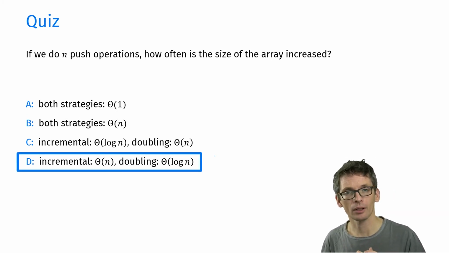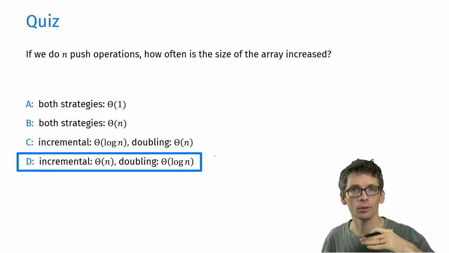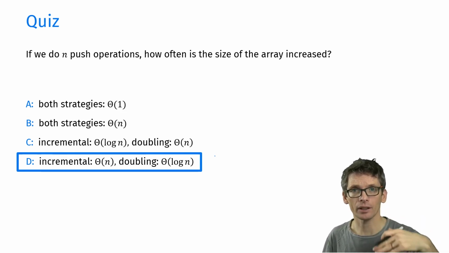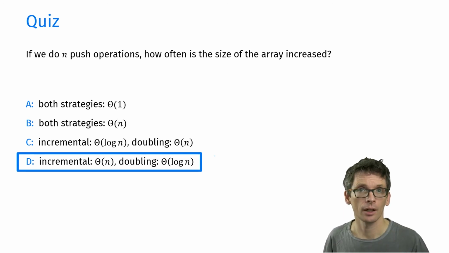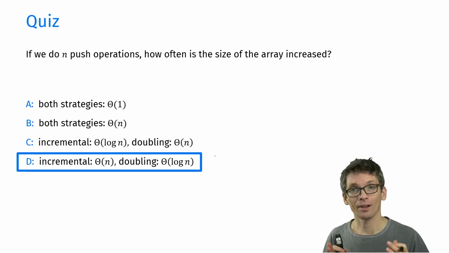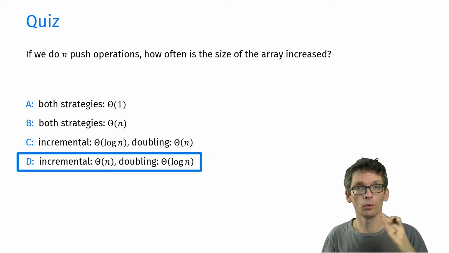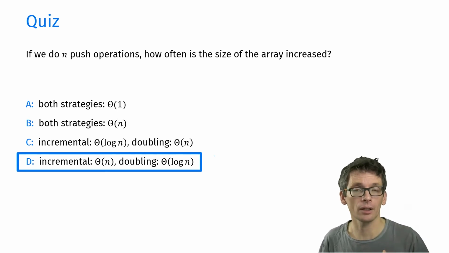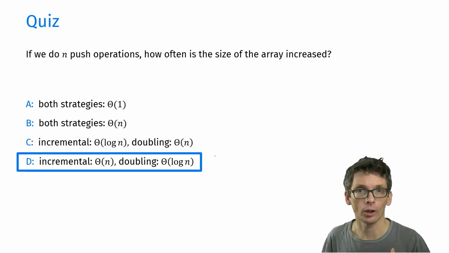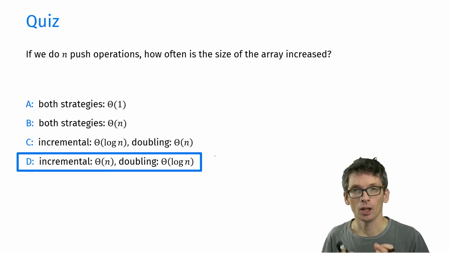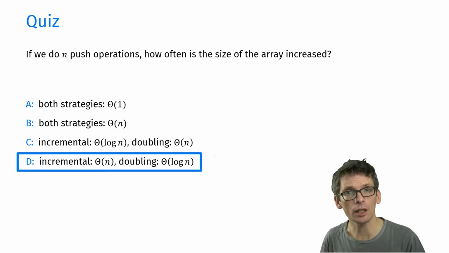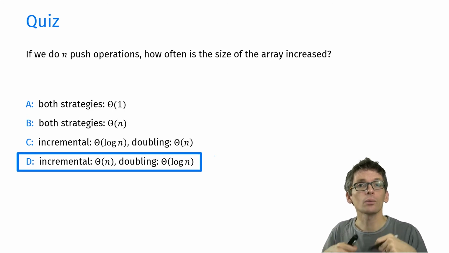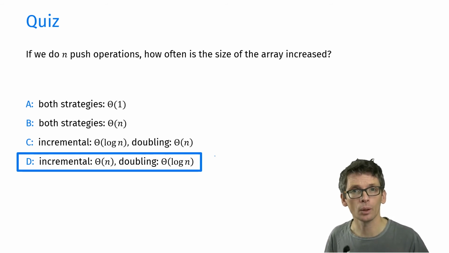So for the incremental strategy, let's say we need to increase the size after 5 steps always, then the number of times we increase is n divided by 5 times. While for the doubling strategy, it's 2, 4, 8, and so on until we hit n. After how many such steps do we hit n? Log n such steps. So here we already see that the doubling strategy needs to do the resizing a fewer number of times, and as we are going to see, this actually will make the difference.